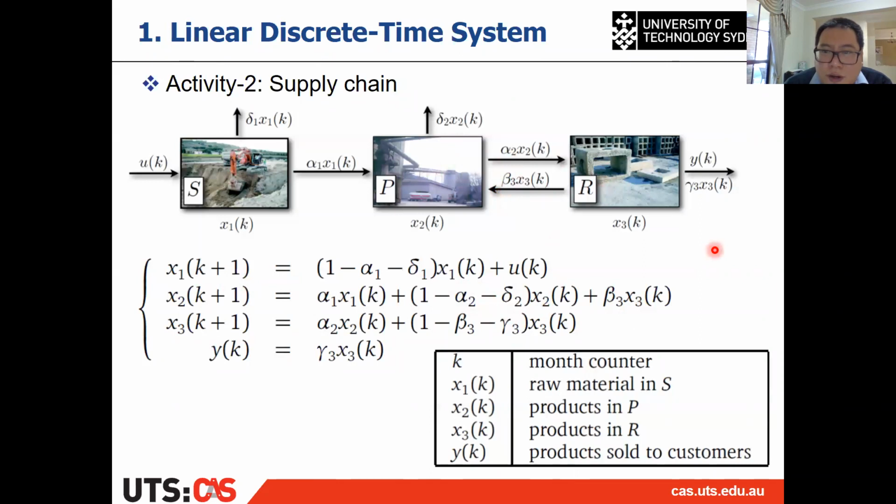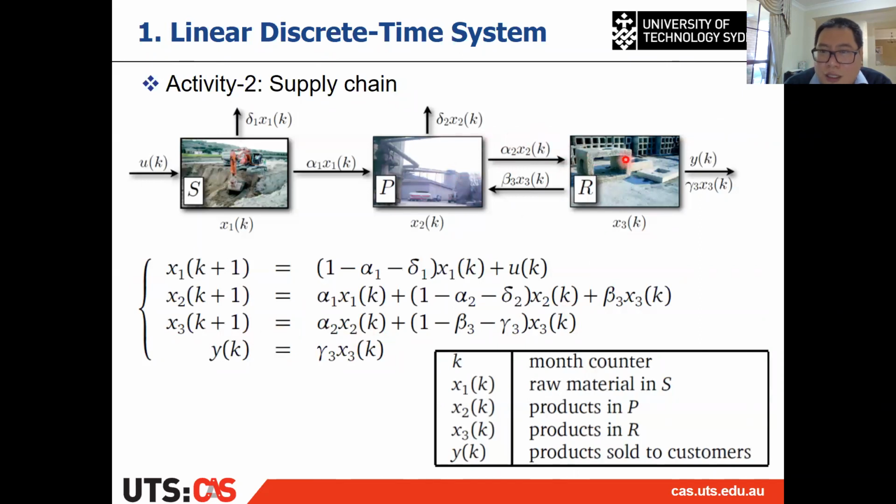And the third difference equation is about the third variable. The products in R, which is x3, in month k plus 1 is equal to, first, the products from P to R each month, which is alpha 2 times x2, right?